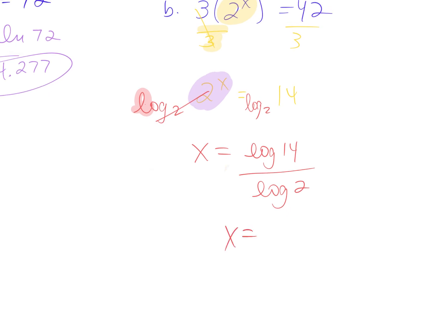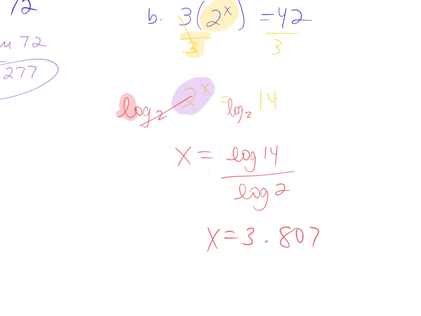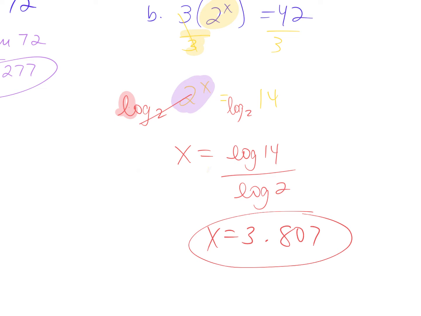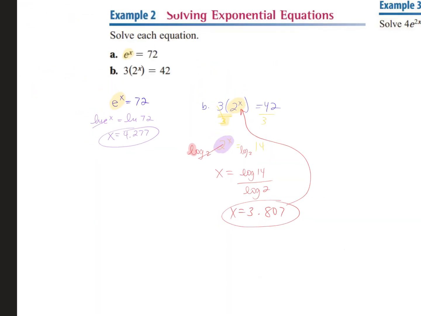X equals 3.807. Now, if I tell you 3, I want 3. If you put 806 or 80, it's not that big of a deal. And what can I do with this answer to make sure that I'm right? I can plug it right back in there. When I do, should I get something real close to 42? Yeah. Is it going to be exact? No. But I'm telling you guys, these are not super difficult problems.